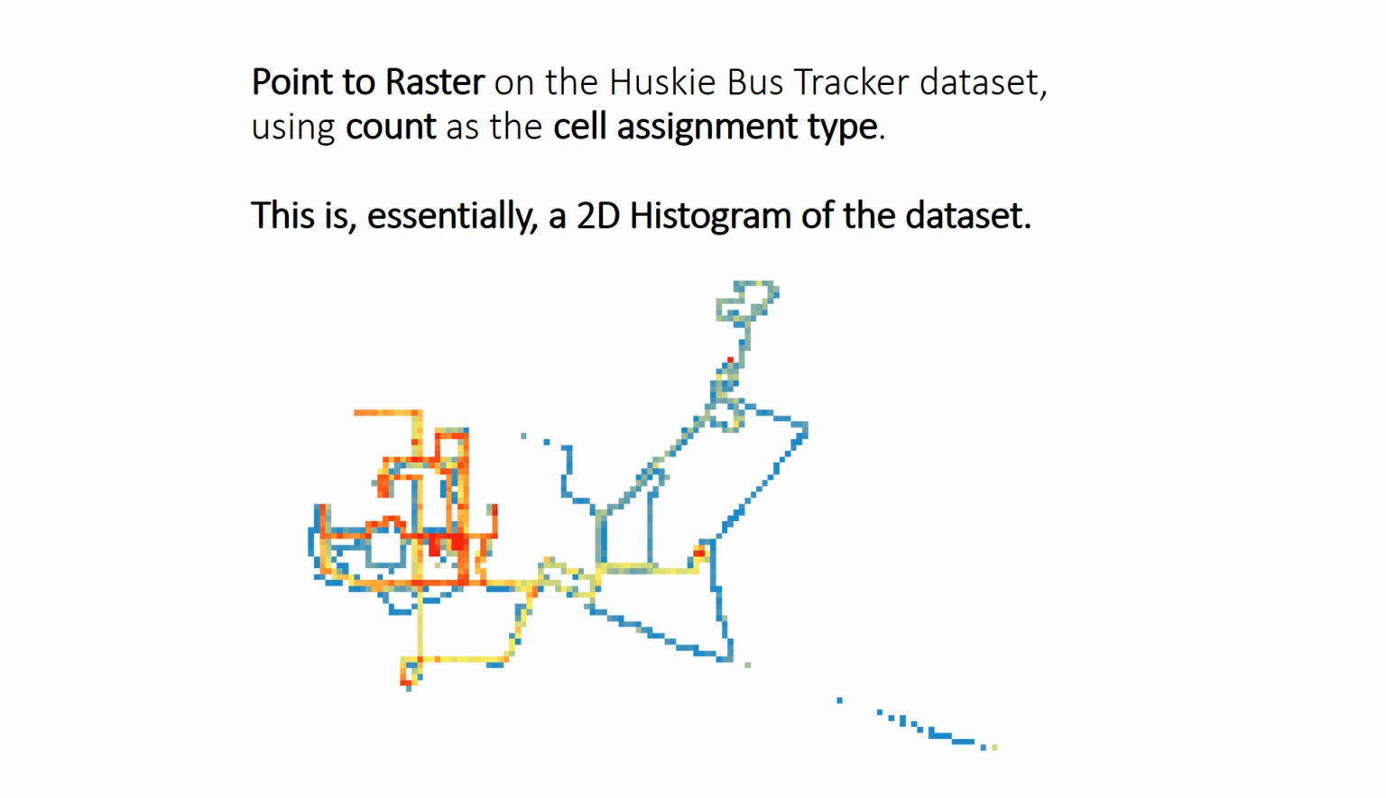This is what that data might look like applied to that Husky bus tracker data. We take all the point data of the observations of where all the buses were, and we might use something like count. So how many buses did we see in that grid cell over that time period? This is essentially a 2D histogram of the data set, to bring this around full circle. So this is a map showing where buses are the densest, where the buses are most frequent.